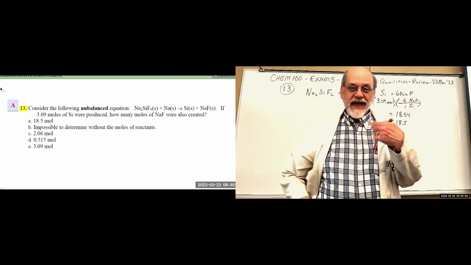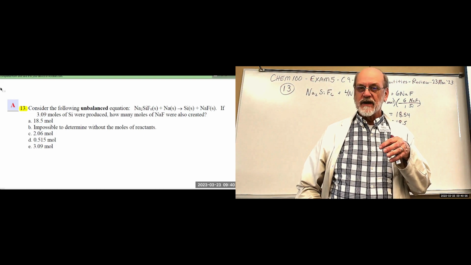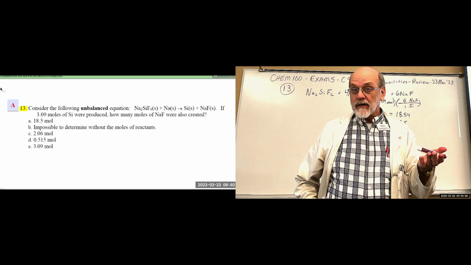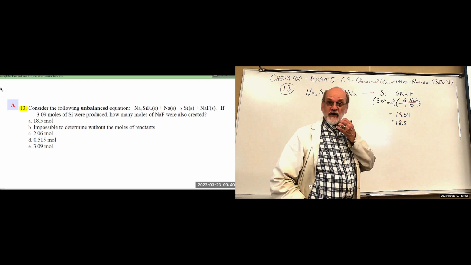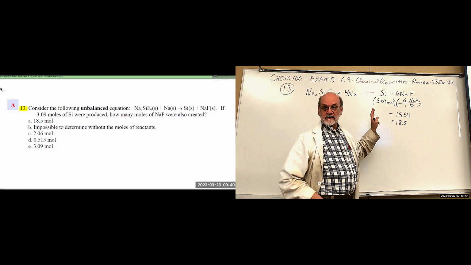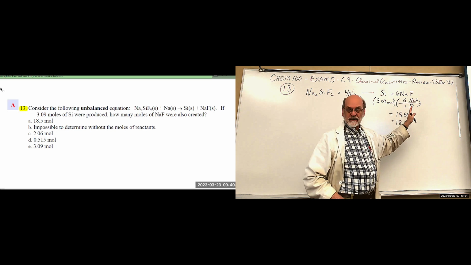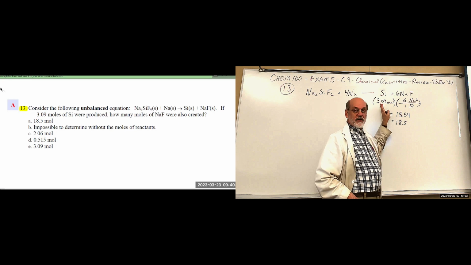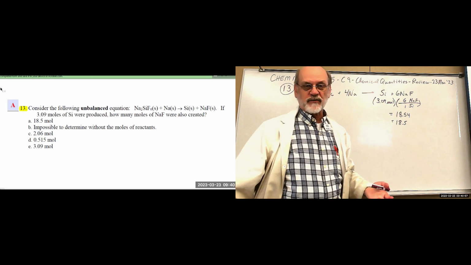And notice that one of the answers there is B, impossible to determine without the moles of reactants. It doesn't matter. Once the equation is balanced, based upon the question itself, the question didn't say how much reactant. It just said how much product is produced if this product is that amount. It's a simple conversion factor problem.